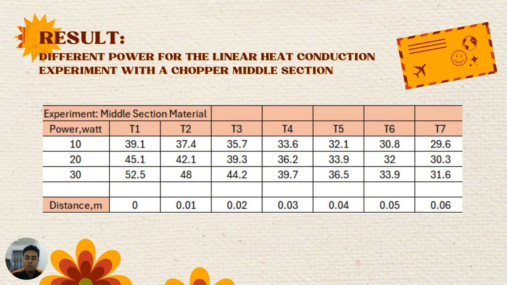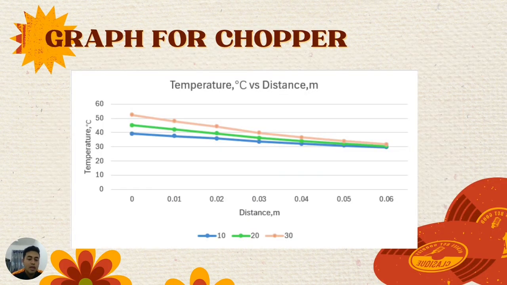From here, we also make a graph for copper, and we got a graph almost the same as the brass graph, with a peach color for 30 watts, green for 20 watts, and blue for 10 watts. From the starting zero distance to 0.06 meters, we can see that the graph is pointing to one constant temperature.